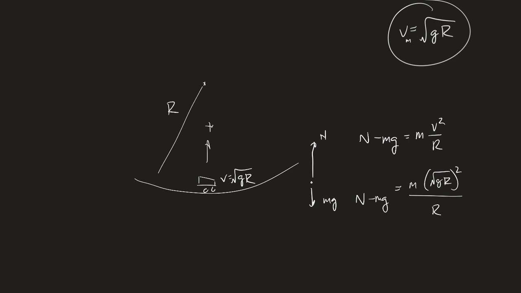That looks like the r's are going to cancel, and I'm going to get just mg there. So it looks like my normal force is going to be twice the weight. So you'll feel twice as heavy at the bottom of this dip in the road if you maintain that speed.